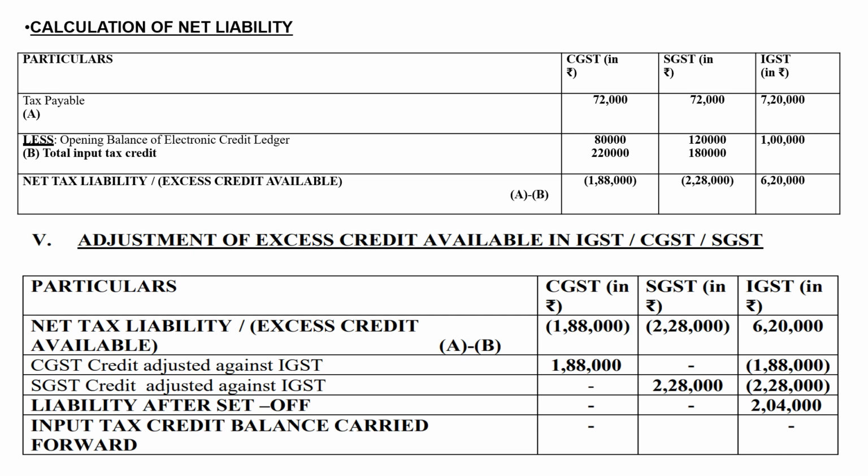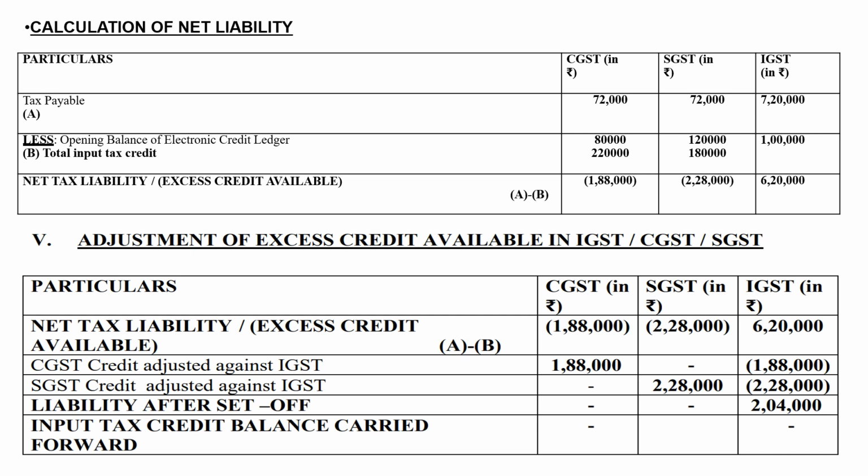So we have the excess credit available in CGST, that is 1,88,000. Again, we have excess credit in SGST. Once you minus this 1,20,000 and 1,80,000 from 72,000, you will get the excess credit available, that is 2,28,000.